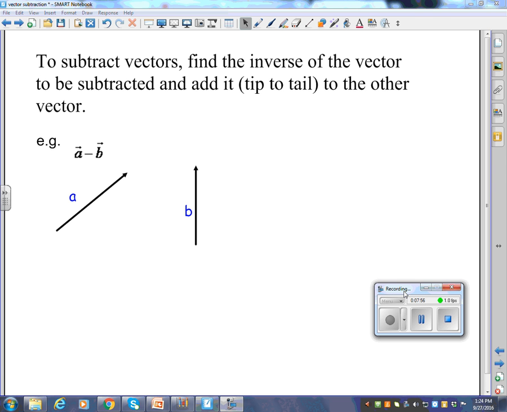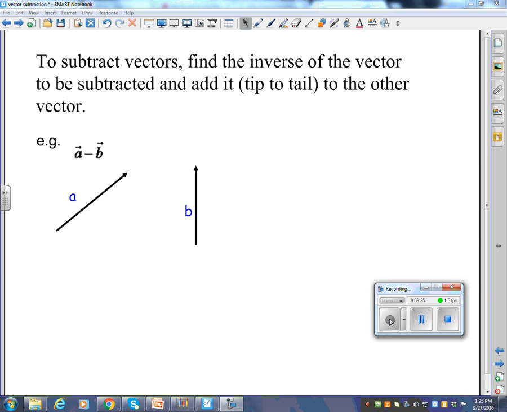Here's the theory on how to subtract. Watch up here. To subtract vectors, find the inverse or the opposite of the vector to be subtracted and simply add it tip to tail to the other vector. In other words, flip the one you're subtracting and turn it into addition. That's all it is.